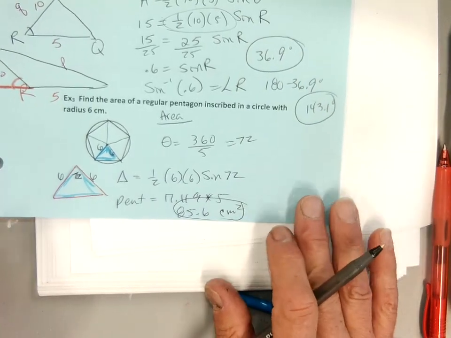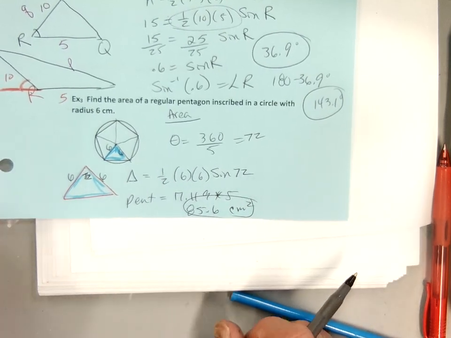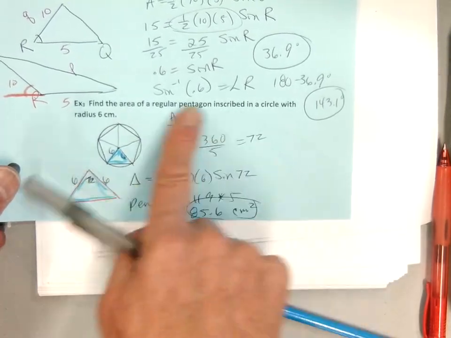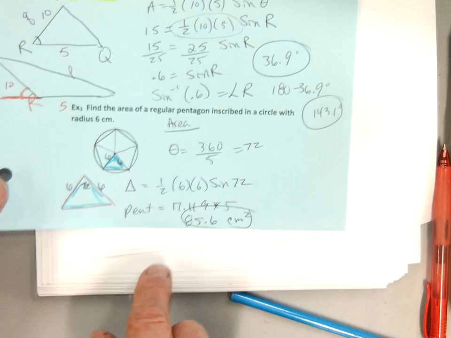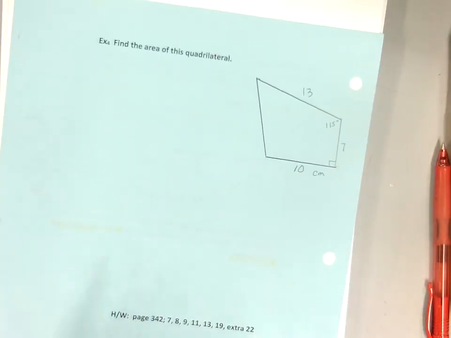Okay, ready to turn the page? Let's do some pre-calculus. Because this is just algebra 2. How about we keep doing it? This is algebra 2. Let's do some pre-calculus. All right?